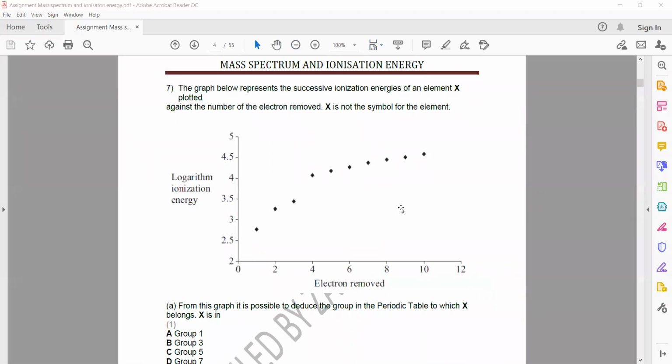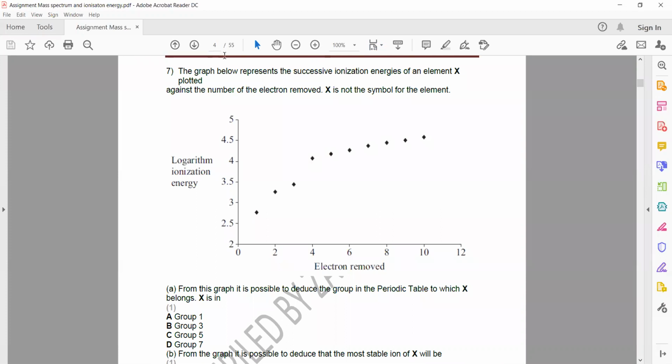Question number 7. The graph below represents the successive ionization energy of element X. So there is an unknown element X. Successive ionization energy means you are removing electrons from the last shell and you continue until you remove all the electrons. Then it is plotted against the number of electrons removed. So this is when you remove the first electron, second, third, fourth, fifth, sixth, seven, eight, nine, 10, and 11.